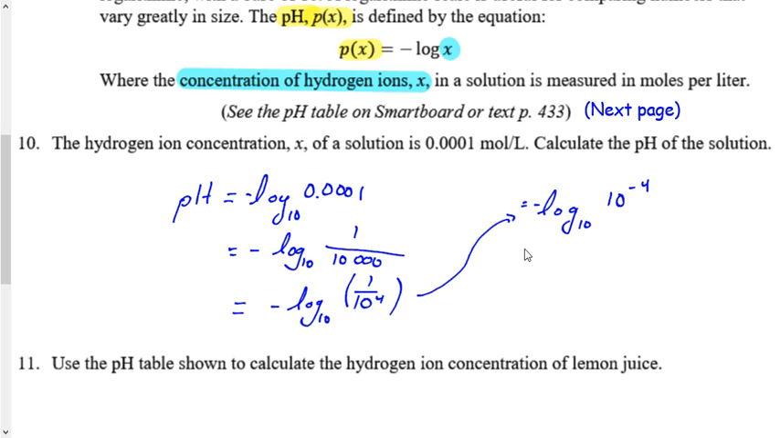Now, we have to be a little bit careful. Remember there's this negative sign out in front of the logarithm, so I need to keep that negative sign out here. And then here, since I have log base 10 of 10 to an exponent, that exponent is the value of the logarithm. So I have the negative of a negative, which gives me a positive 4. So that would be the pH value for whatever this solution is.